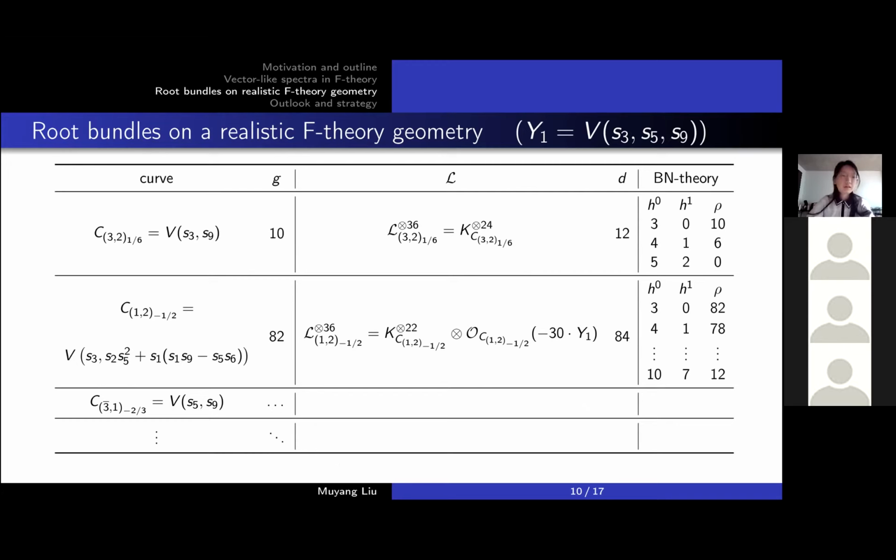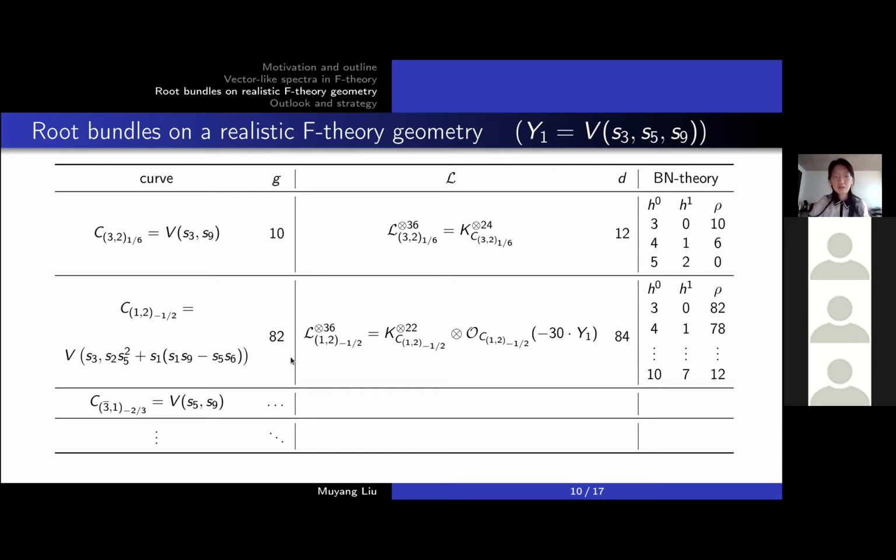Here, for completeness, I present the root bundle expressions on a realistic F-theory geometry. There are two types of line bundles classified by the genus of the matter curve, genus 10 and genus 82. On genus 10, the condition is simpler, and I will present an example of counting 3 generations of quarks on this type of curve.